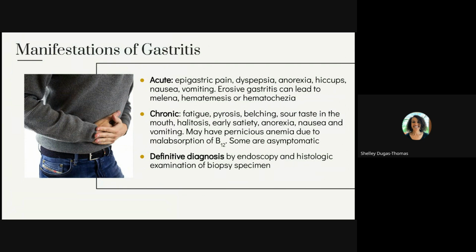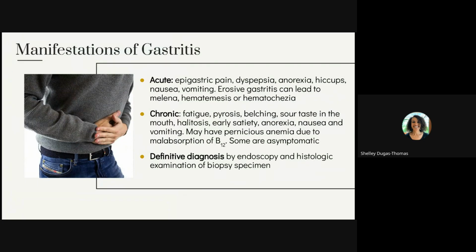So, with acute gastritis, the symptoms include epigastric pain, indigestion, loss of appetite, hiccups, nausea or vomiting. Erosive forms may cause gastrointestinal bleeding, and you may see things like melena, which is the tarry stool, hematemesis, which is throwing up blood, or hematochezia, which is the streaks of blood in the stool.